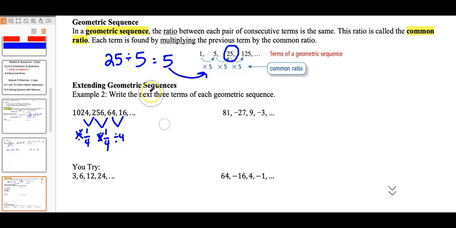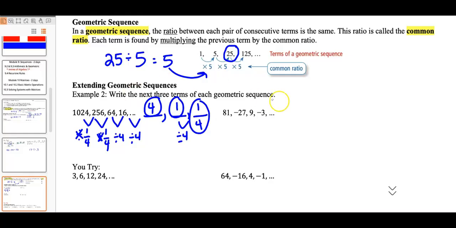So if they're dividing by 4, and I continue that pattern and divide by 4, 16 divided by 4 is 4. 4 divided by 4 is 1. And then 1 divided by 4 is a fraction, 1/4. So my next 3 terms would have been 4, 1, and then 1/4 or 0.25. Okay? So let's do one more.